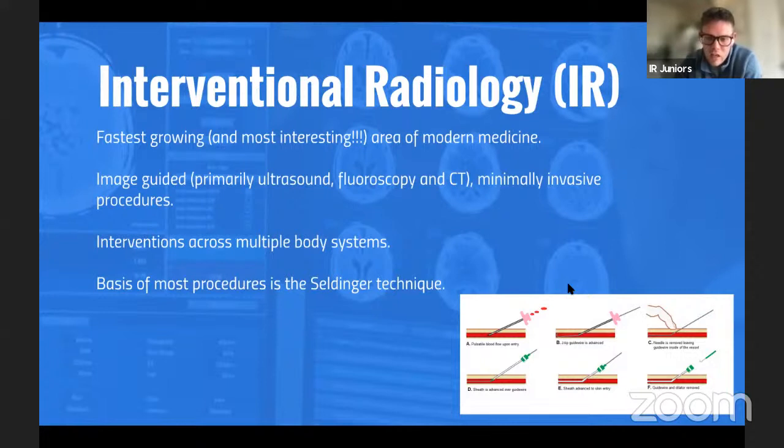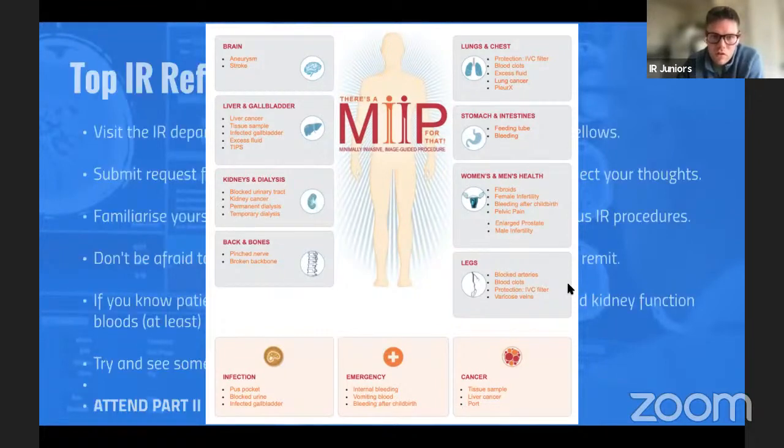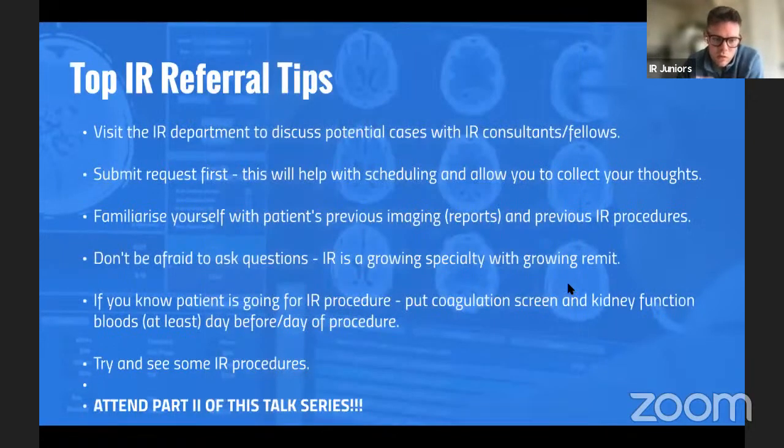So you usually use a needle to get access to a vessel or a hollow organ, put a wire through that needle, and then you can put your sheath over the wire, and then remove your wire. And essentially then you have access to that organ. And this just gives a bit of an overview of all the different systems. This is from the Intervention Initiative and an organization in the US who talk about all the different examinations.